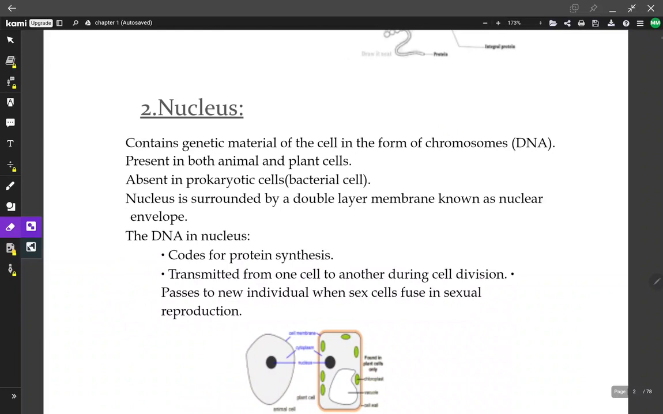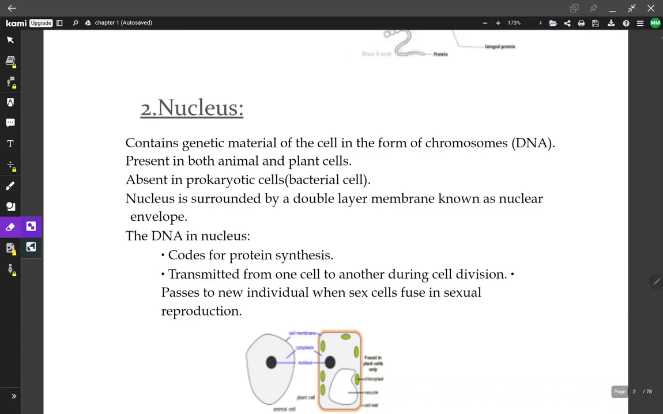The thing is, we call DNA chromosomes in a specific stage of cell division, and we're going to know the difference later in inheritance. So DNA and chromosomes are the same thing. So the nucleus contains the genetic material of the cell in the form of chromosomes. It's present in both animal and plant cells, and it is absent in prokaryotic cells. Prokaryotic cells are bacterial cells.